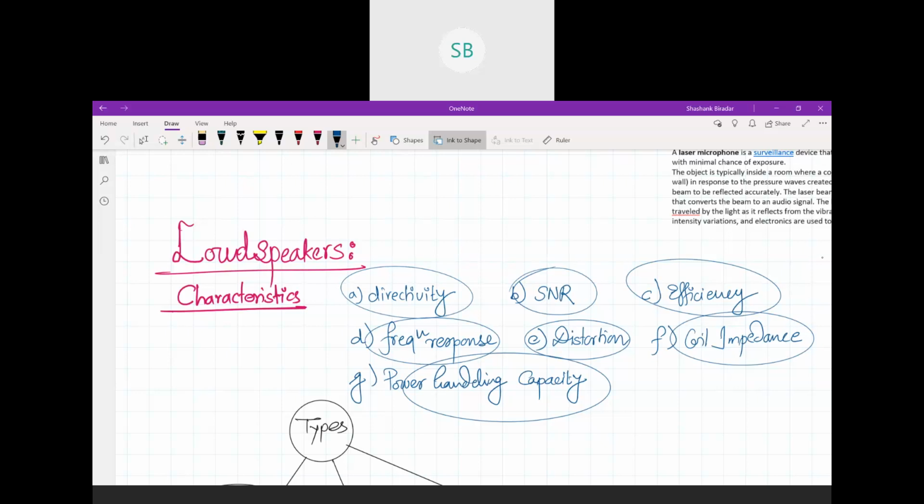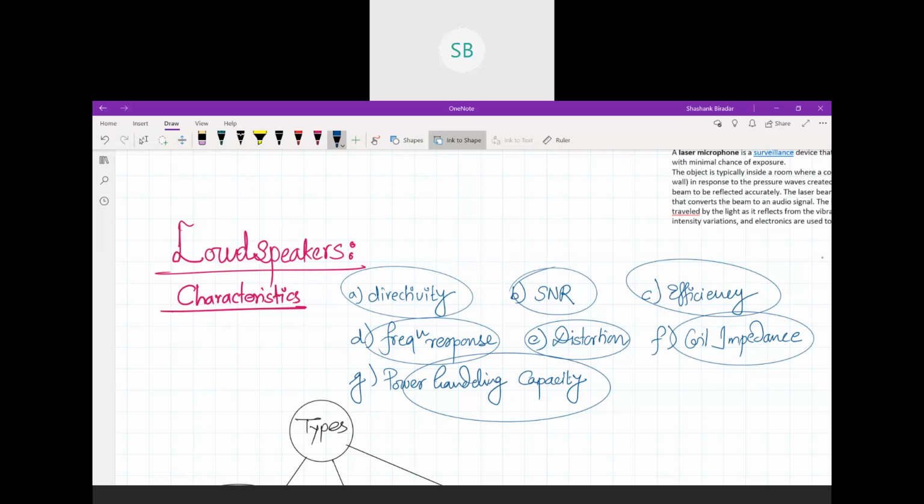Okay, the maximum power handling capacity. The power applied to the speaker should never be greater than maximum power handling capacity, to avoid further damages. So these are some of the characteristics and their details.